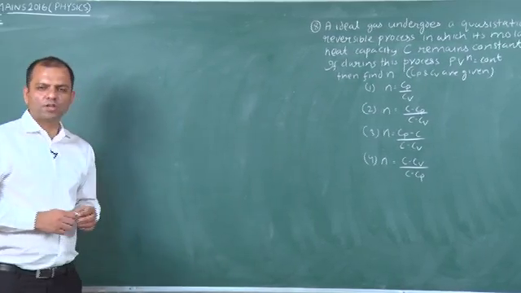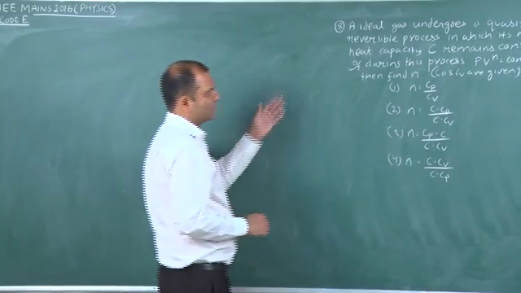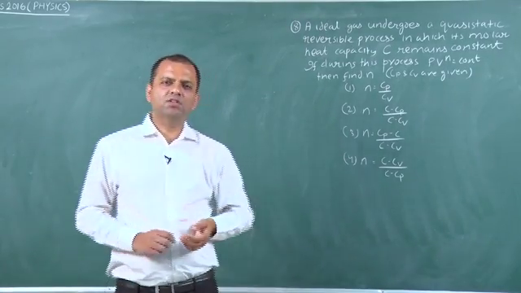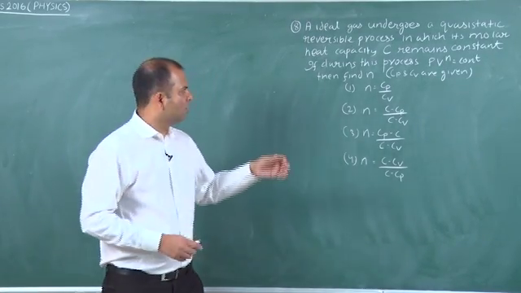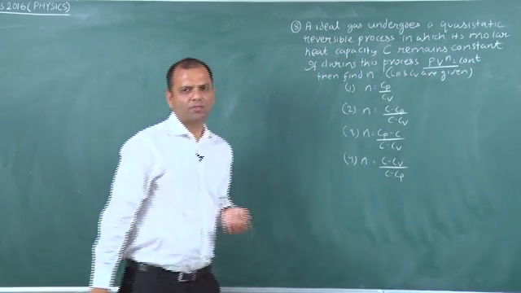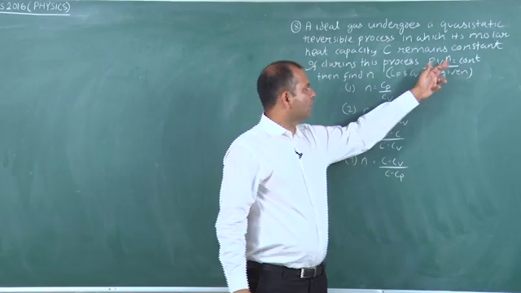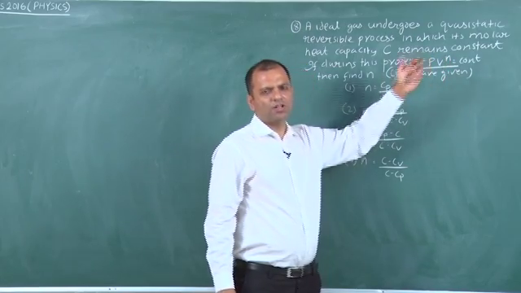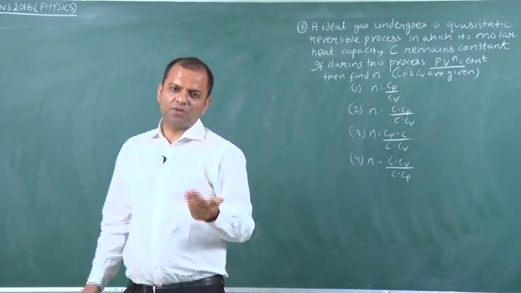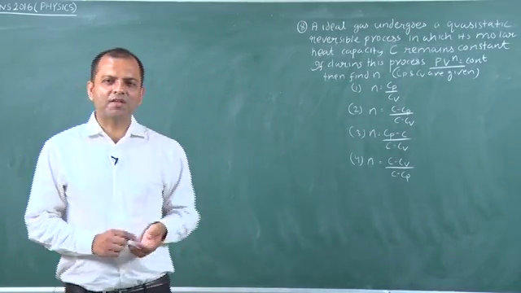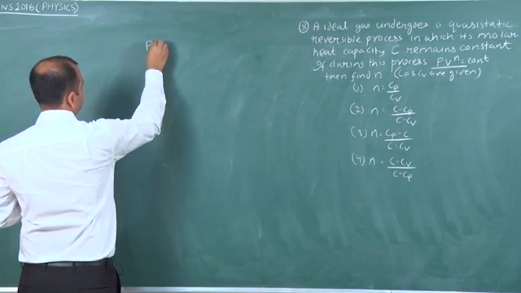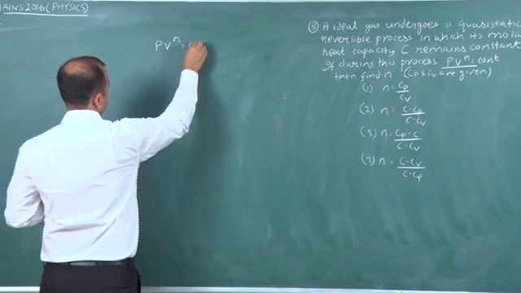Question number 8, it is a question from thermodynamics. A gas undergoes a quasi-static reversible process in which its heat capacity is constant and the pressure and volume in that process follow this equation. You can very clearly see that it is a quasi-static process. He wants you to find the value of n, the polytropic coefficient, in terms of C, the heat capacity of that process, Cp, the heat capacity for an isobaric process, and Cv, the heat capacity for an isochoric process. So, you have PV to the power n equal to constant.